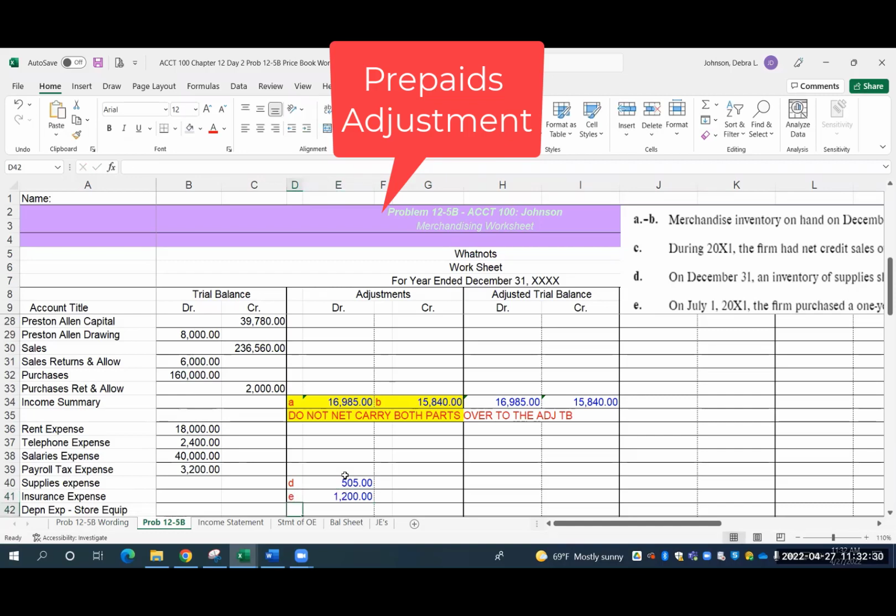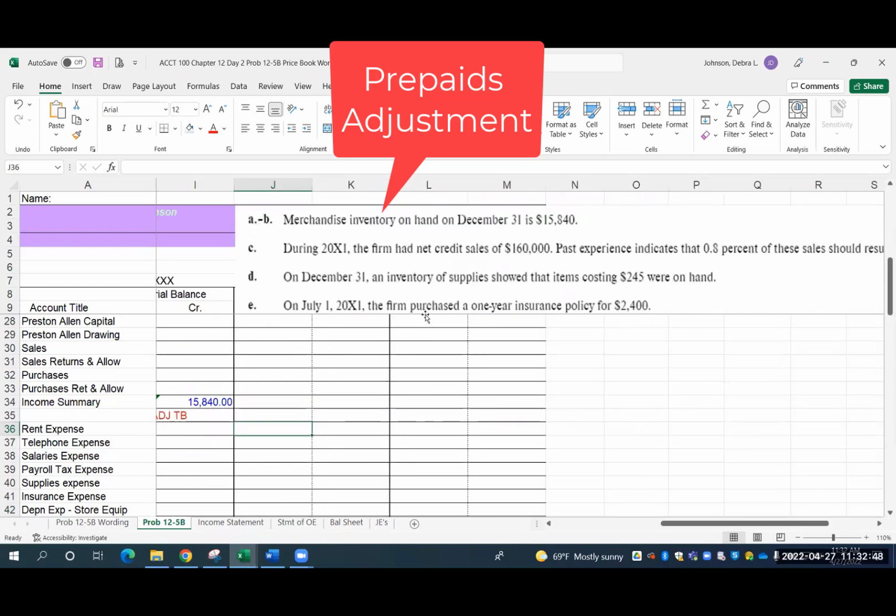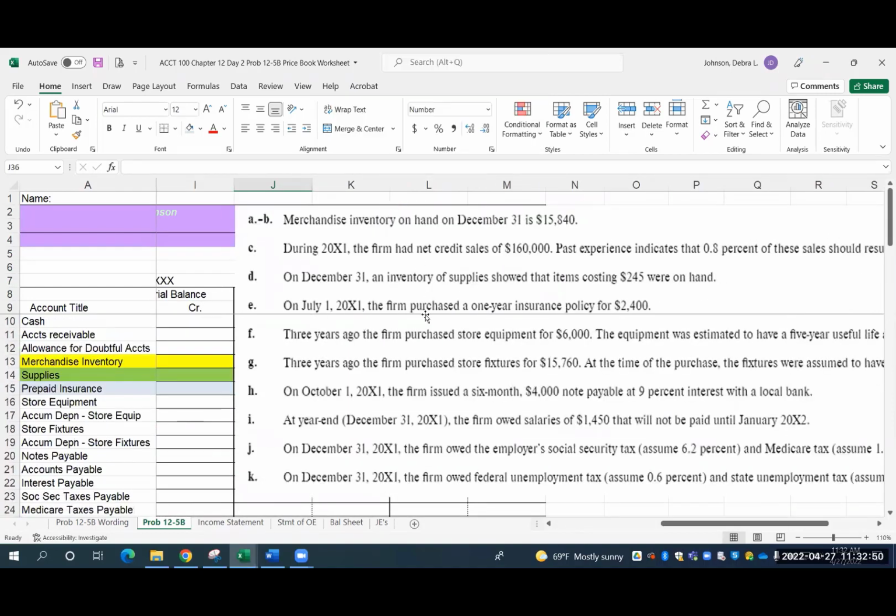Okay, how'd I get that? They said they bought it in July, August, September, October, November, December. I got 6 fingers in the air. 6 months out of the 12 months are used up. Okay, that's not a new one. Questions on A through E.